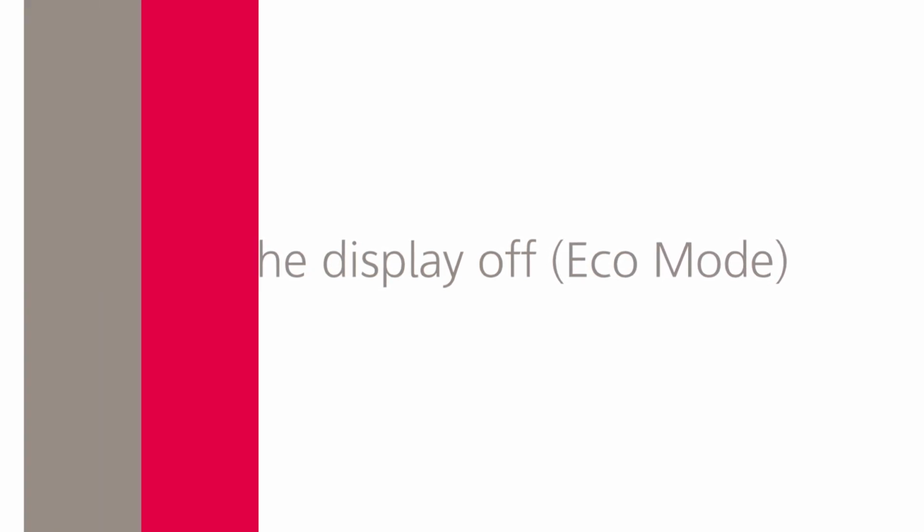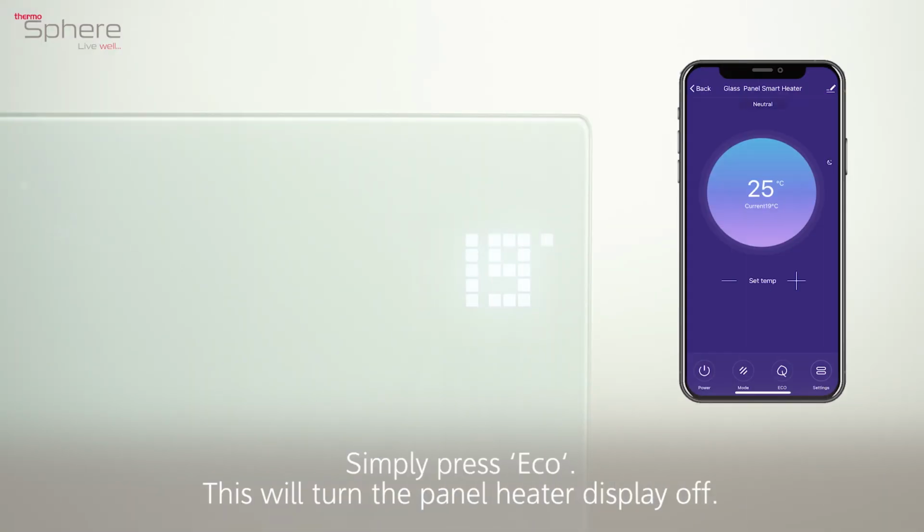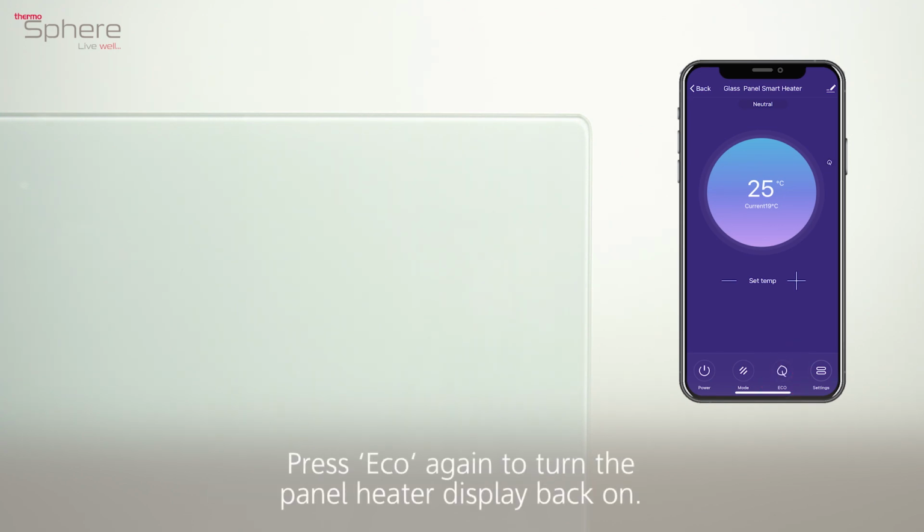Turn the display off, Eco mode. Simply press Eco. This will turn the panel heater display off. Press Eco again to turn the panel heater display back on.